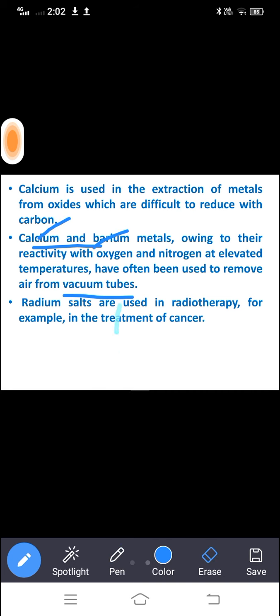And radium salts. Radium salts are used in radiotherapy for the treatment of cancer. That means it is used to kill the cancer cells.